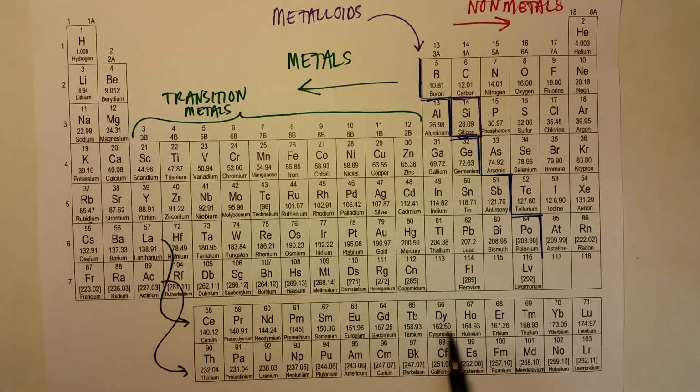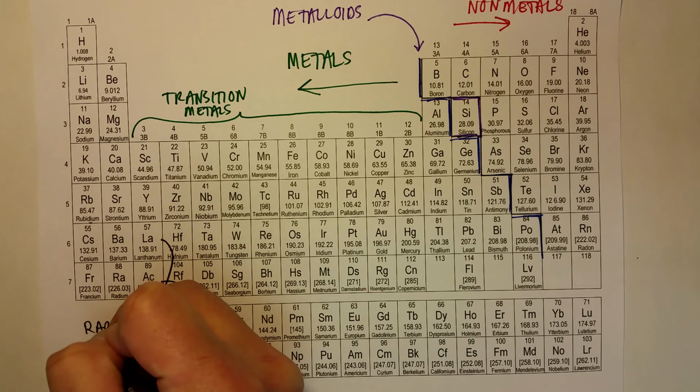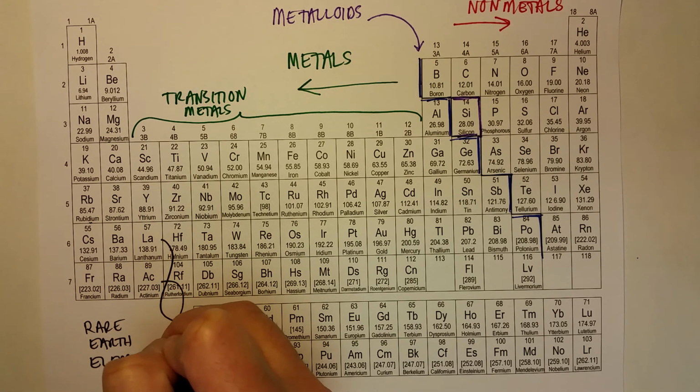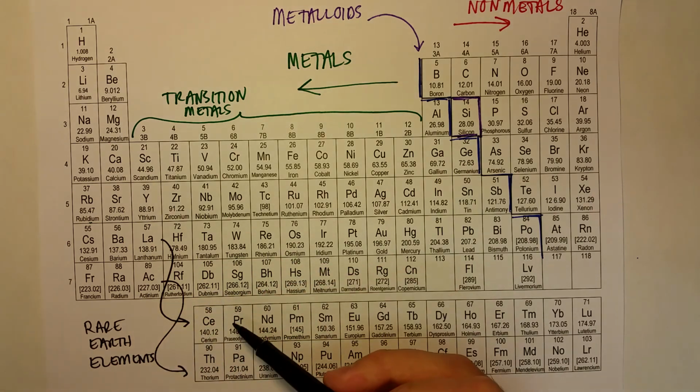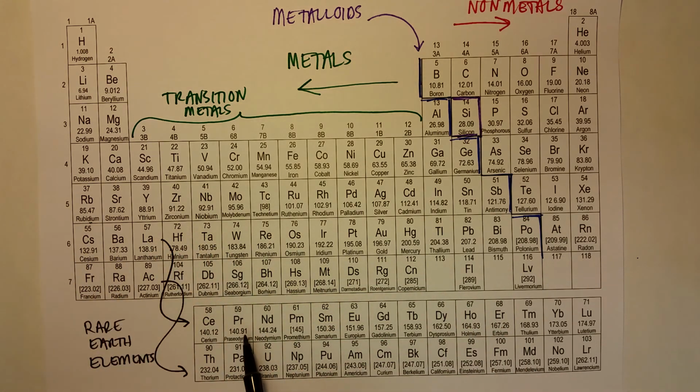This row down here, or actually both of these rows, are referred to as the rare earth elements. And the individual rare earth element periods are named after the elements that they immediately precede. So the rare earth elements in period 6 are sometimes known as the lanthanide series because they come directly after lanthanum, and the rare earth elements in period 7 are sometimes called the actinide series because they immediately follow actinium.